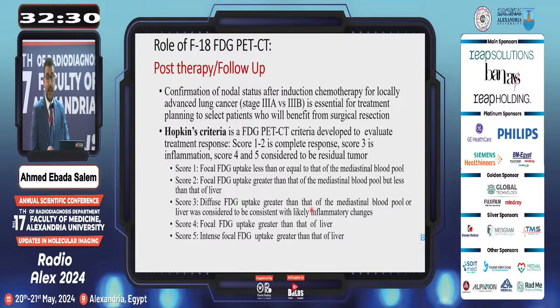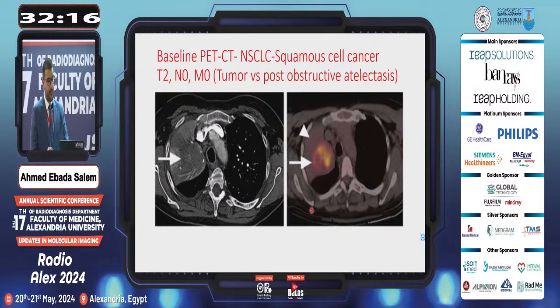Hopkins criteria can be used in evaluation of lung cancer. Score 1, 2 to 3 is considered to be a complete response. Score 4 and 5 is considered to be concerning for residual or new sites of disease. So those are different cases.